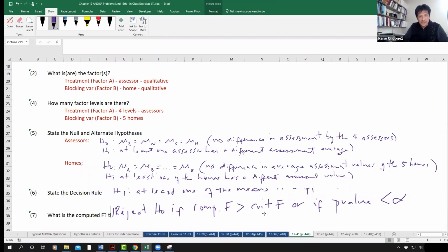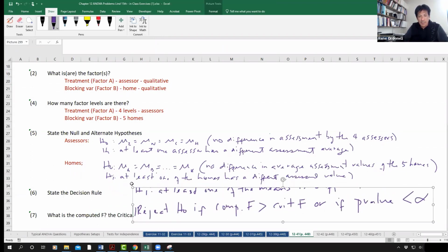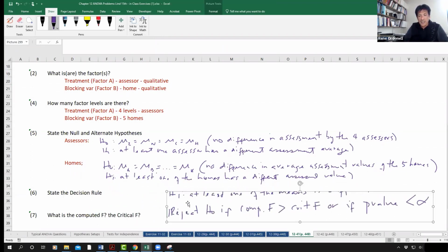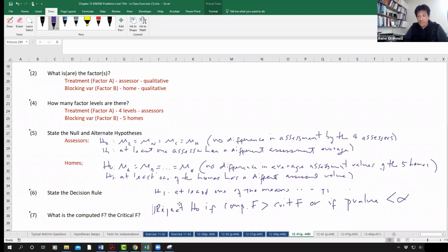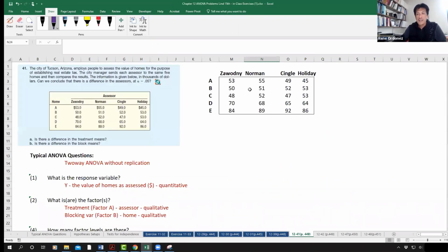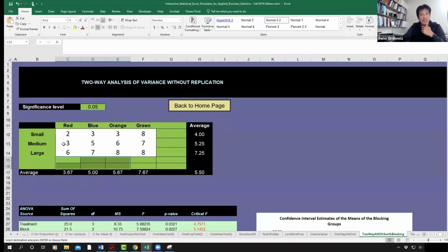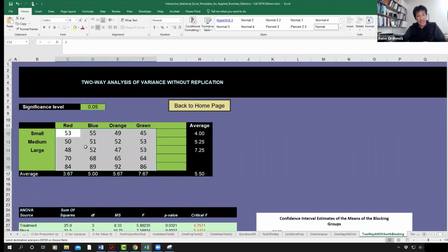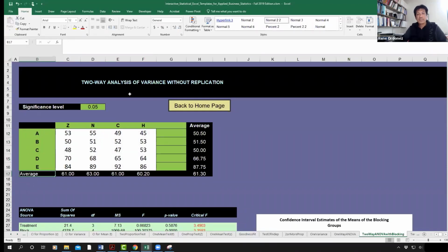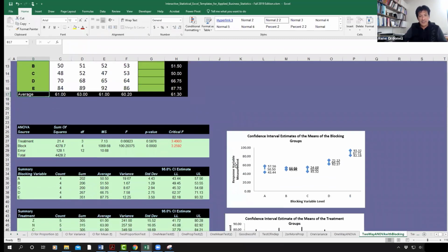All right. So we will reject the null hypothesis if the computed F is greater than the critical F, or if the p-value is less than alpha. So let me copy this information, go back to the template, paste the data here, and here's the output that we will need.